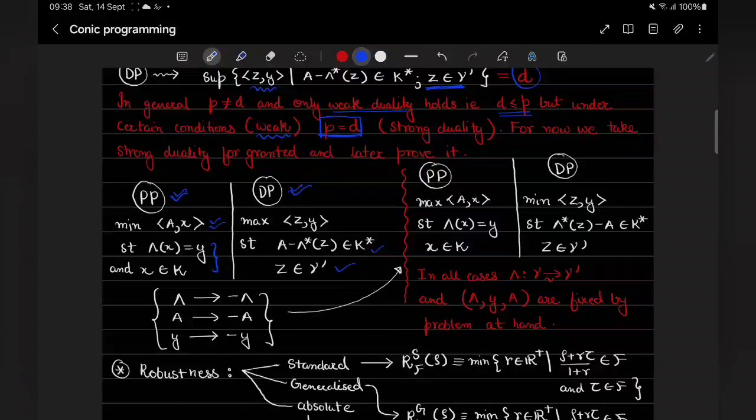Now you can write the primal and the dual problem in this fashion, but you can also write it in an opposite fashion where you interchange the maximization problem and the minimization problem. This is done by making a change of variables.